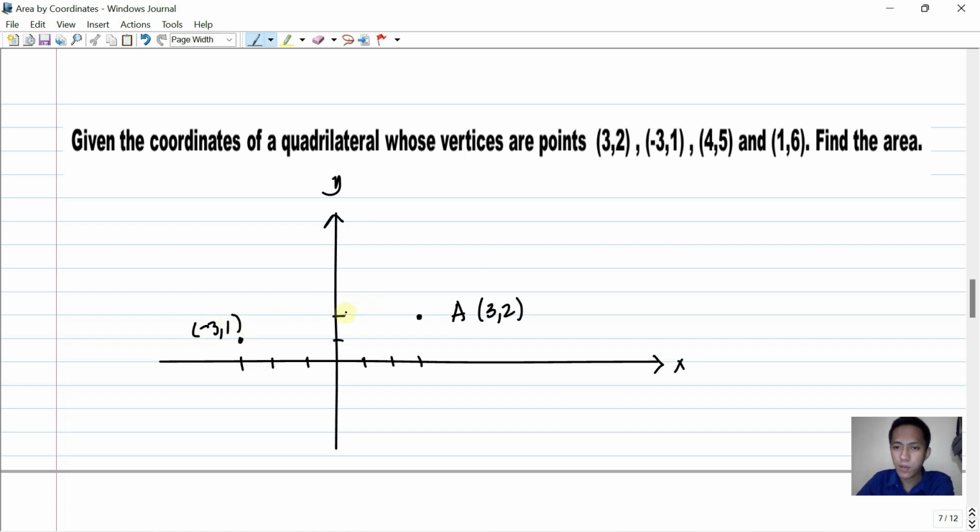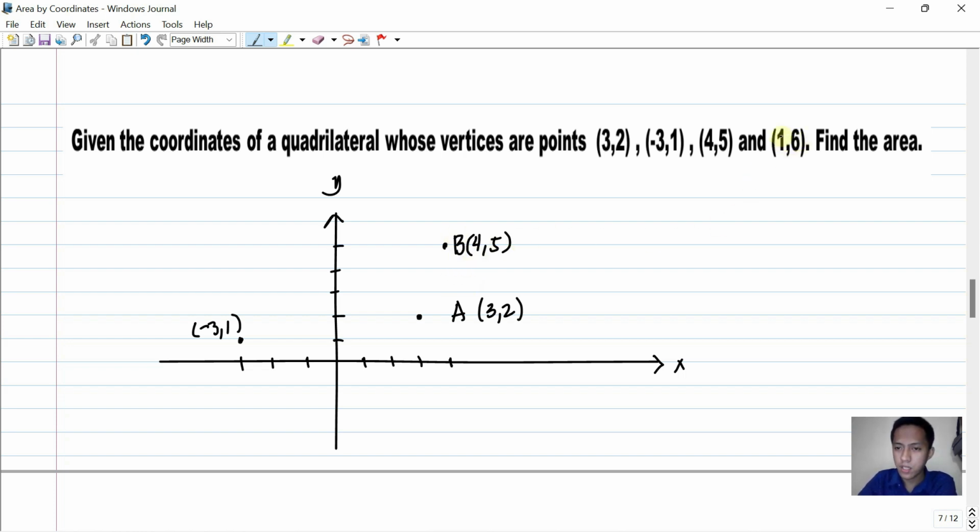And we have, so this is negative 3, 1. And we have another point that is 4, 5. Okay, so mamaya na natin lagyan ng letters para sunod-sunod yung letters natin. So for this third point, 4, 5, that is somewhere here. So 4, and we have 1, 2, 3, 4, 5. So 4, 5. So let's say that this is B.